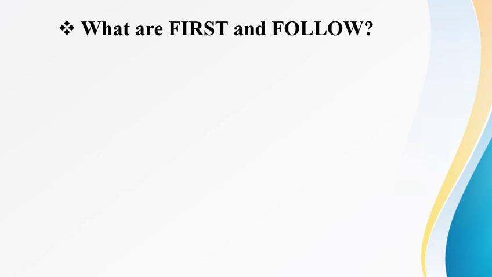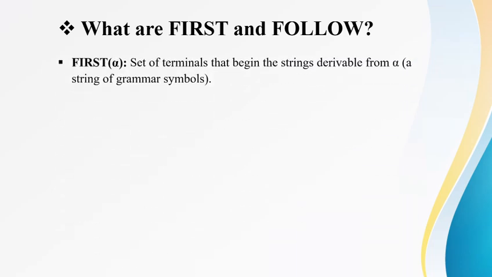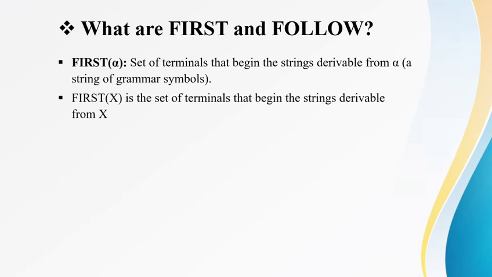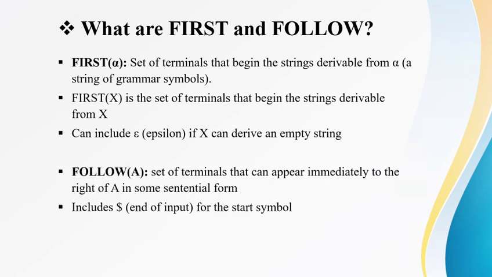That is, what are First and Follow. Let's start with a definition. The First set of a symbol tells us which terminals can appear at the beginning of strings derived from that symbol. It can also include epsilon if the symbol can derive the empty string. On the other hand, the Follow set tells us which terminals can appear immediately after a non-terminal in some derivation. For the start symbol, the Follow set always includes the end of input marker, represented by a dollar.